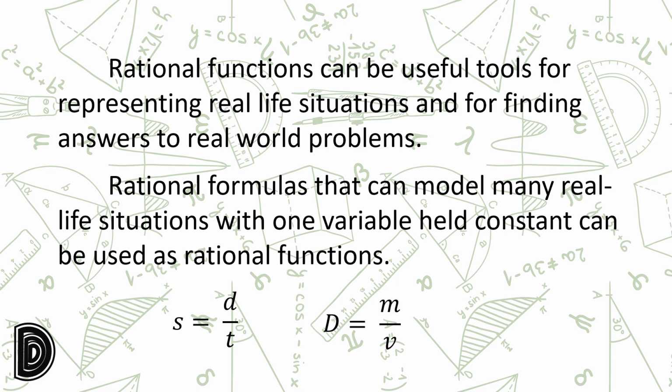Also, the formula for density of an object, d is equal to m over v, where d is the density of an object, m its mass, and v its volume. With the mass held constant, d can be written as a function of volume. The formula for rate, r is equal to w over t, where r is the rate, w is the amount of work done, and t is time. With the amount of work done held constant, r can be written as a function of t. And this is also true for some other rational formulas.